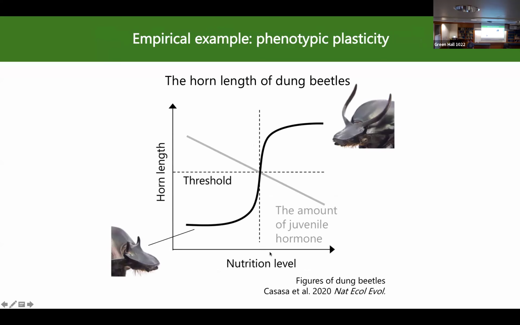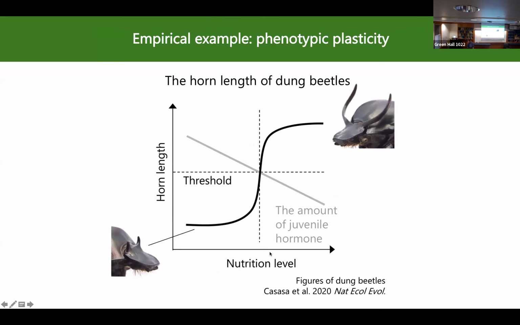So the horn length depends on nutrition level and the amount of juvenile hormone. And the juvenile hormone titer decreases when the nutrition level goes up. And so when the juvenile hormone titer is above the threshold, the horn will be shorter, and when the juvenile hormone titer is lower than the threshold, the horn will be longer.